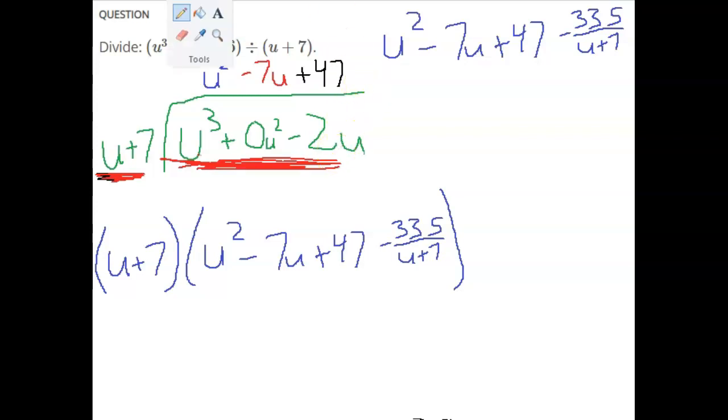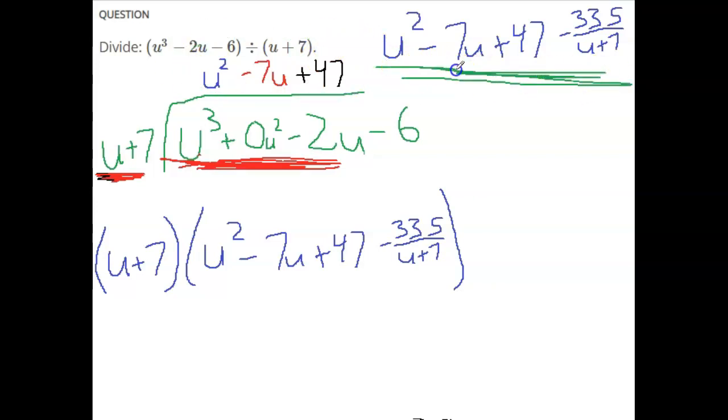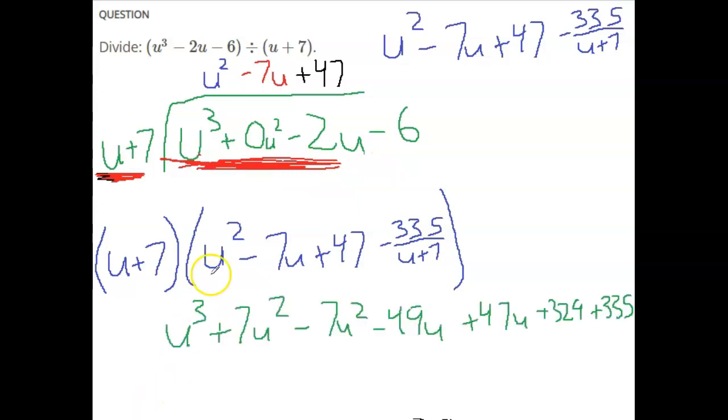And sorry, this had a minus 6 on it. It got erased here. And so if I actually take my answer for my division, with that remainder written like that, that's what I have here, and multiply it by what I divided by, I am going to end up with that original polynomial. And so you can see that really quickly here. U squared multiplied by both things out there would give me a u to the 3rd, and then plus a 7u squared, minus 7u times u is minus 7u squared, and times 7 is minus 49u. 47 times u gives me a 47u. 47 times 7 is a 329. And in this term, times u plus 7 is just minus 335.